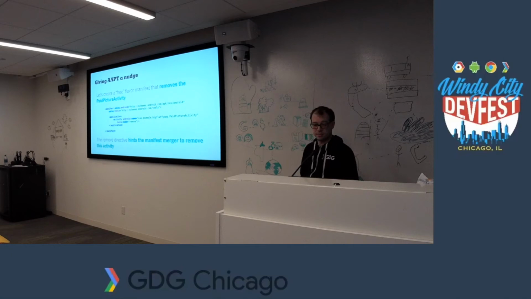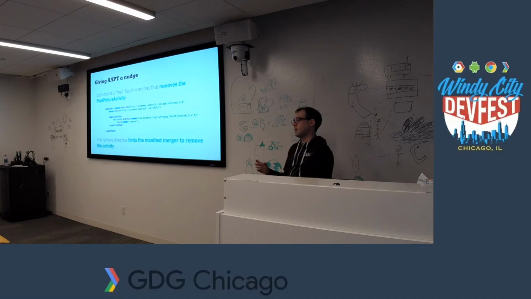So we're going to go and create a manifest under the free flavor tree. And what we want to do is tell the tools, hey, we don't actually care about the paid picture activity in our free flavor. We're not going to use it. We're not going to launch it. So let's just pretend it doesn't exist.